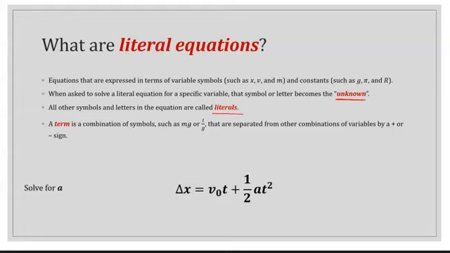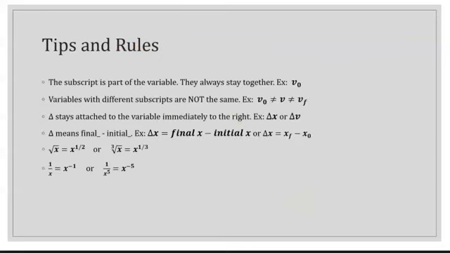Everything else is going to be a literal. A term is a combination of symbols that are separated by a plus sign or a minus sign. So as an example, the equation below, if we were to be solving for a, or a equals, the terms are going to be our delta x, our v naught t, and our 1/2 at squared. Since we're looking for a equals, our unknown is that a.